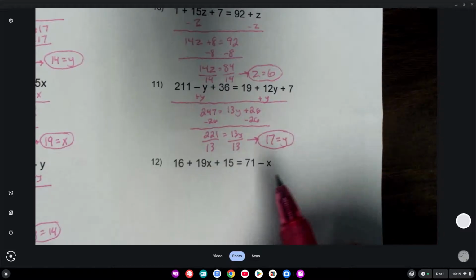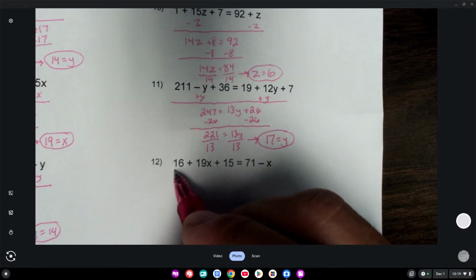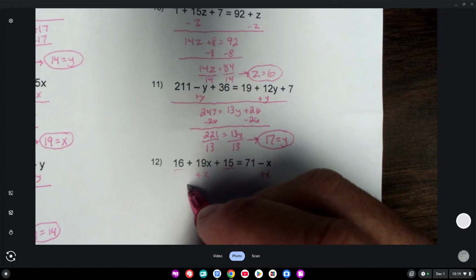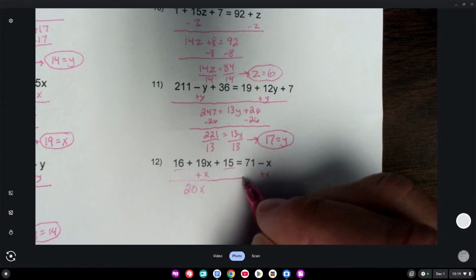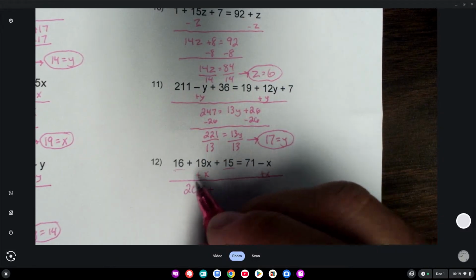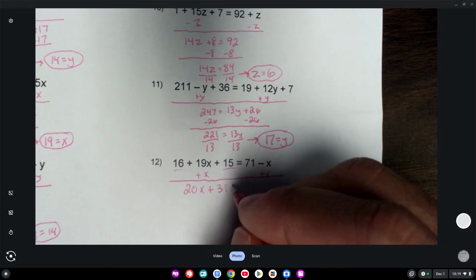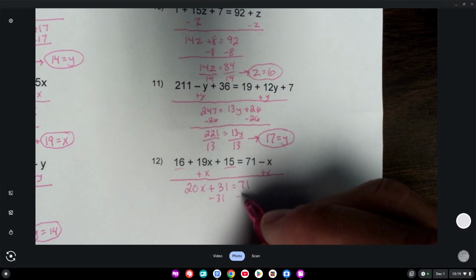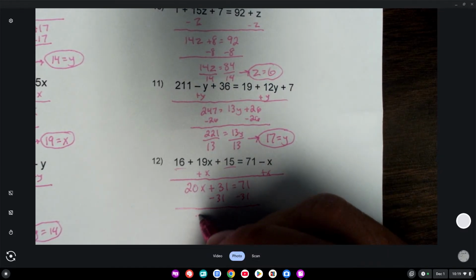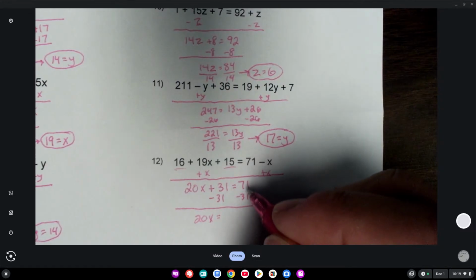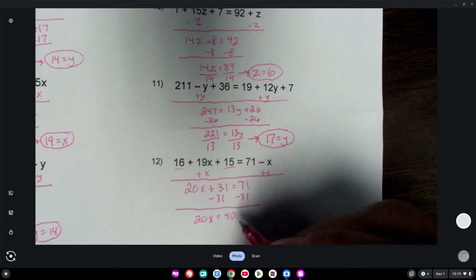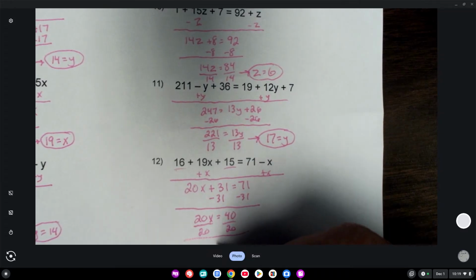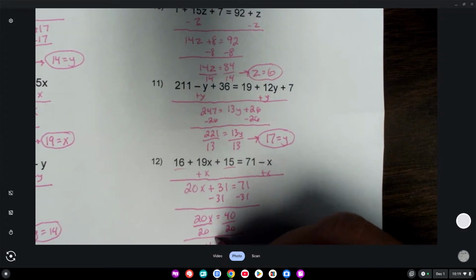Last one. Let's see, I got numbers here to combine. Alright, so I'll combine the 16 and the 15, but I'm going to add the x at the same time. So adding x gives me 20x. Plus 16 and 15 makes 31. And I have 71 over here. So I'll subtract the 31 from both sides. 20x equals 71 minus 31 is 40. Divide both sides by the number in front of my variable. I get x equals 2.